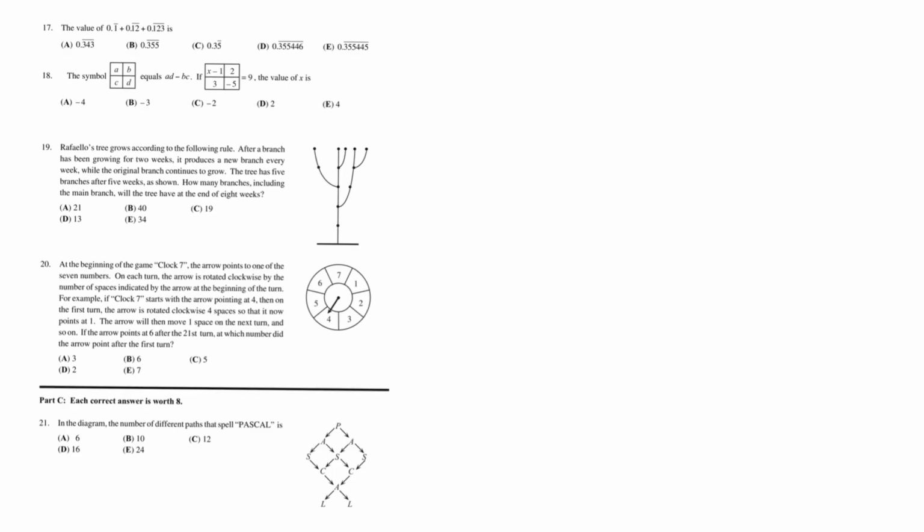Number 17, the value of 0.1 repeating plus 0.12 repeating plus 0.123 repeating is. So I use the 0.1 repeating plus 0.12 repeating plus 0.123 repeating. So I write out the digits 1, 2, 3 repeating, and they continue on 1, 2, 3, dot, dot, dot.